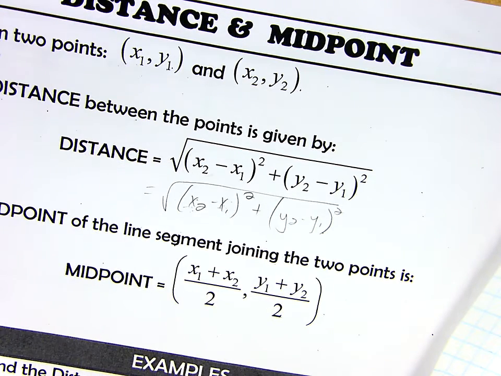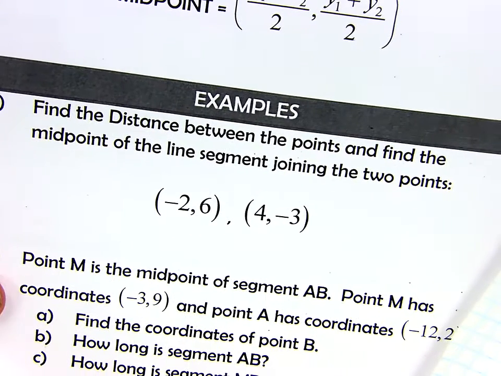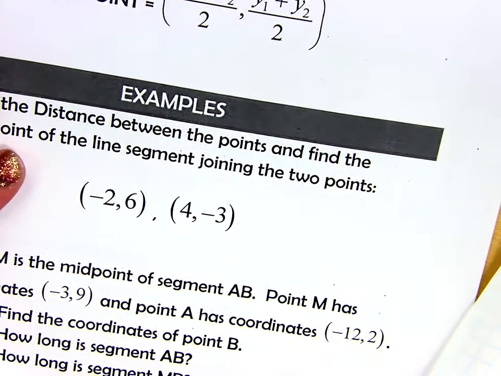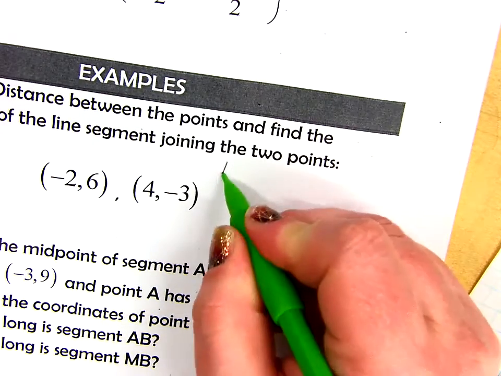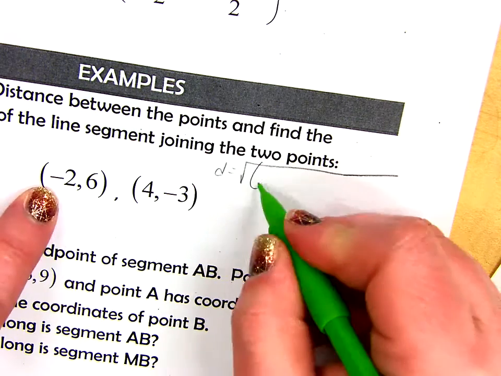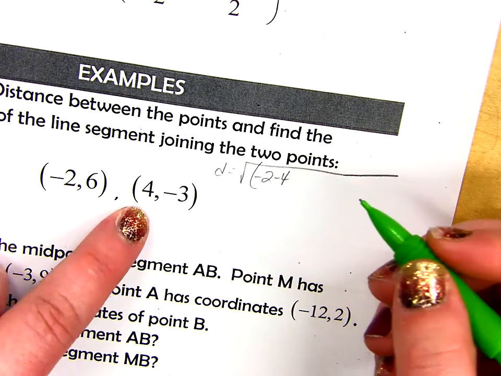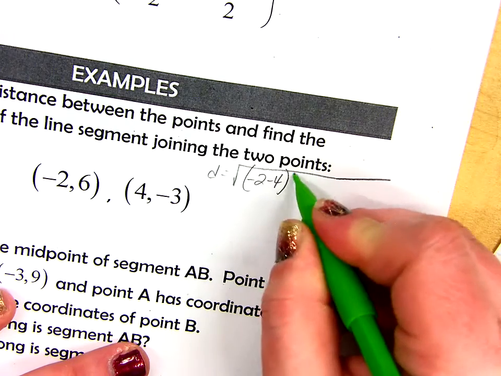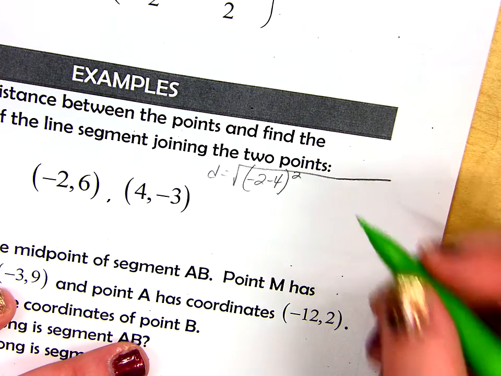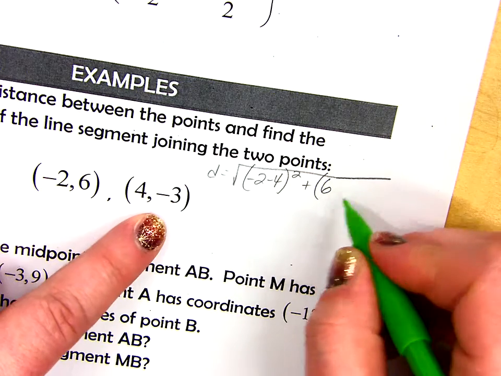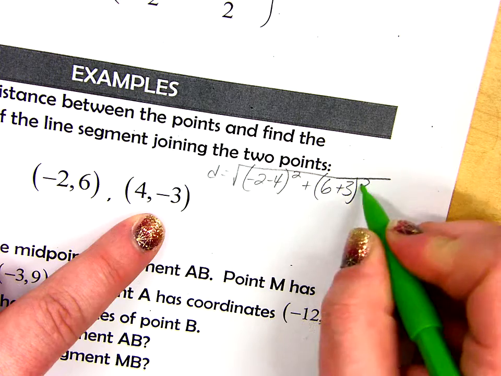Okay? So if we take a look at the example at the bottom here, you're asked to find the distance between the points and find the midpoint. If I'm going to do the distance formula, big old square root, find the difference in the x's. So -2 minus 4, or 4 minus -2. It doesn't matter, right? Because I'm about to close it and square it, and once I square it, it's not going to matter. Add to that the difference in the y's. So 6 minus -3 is now a plus 3. Close it, square it.